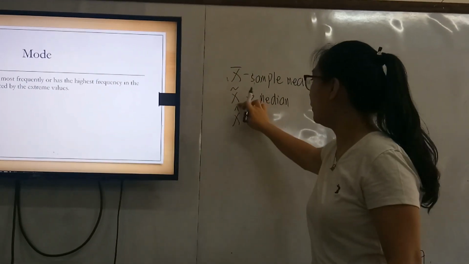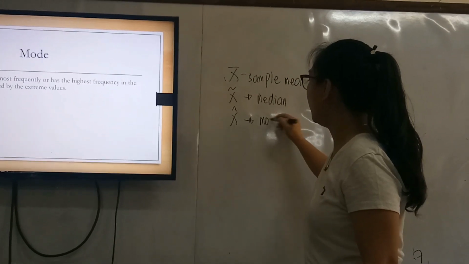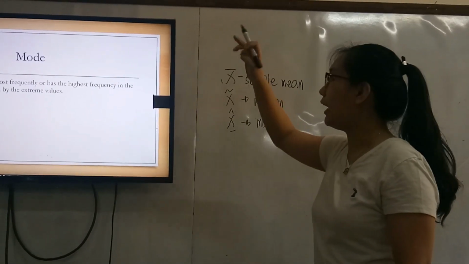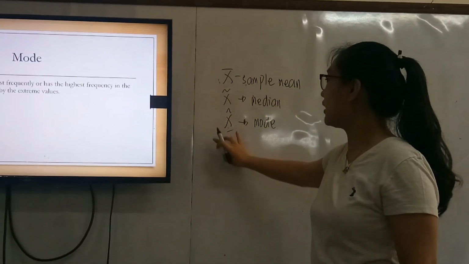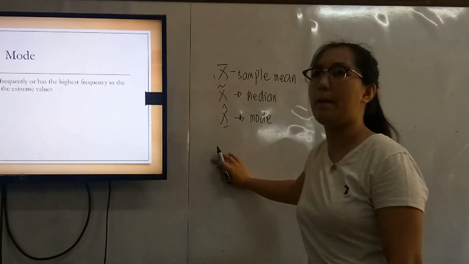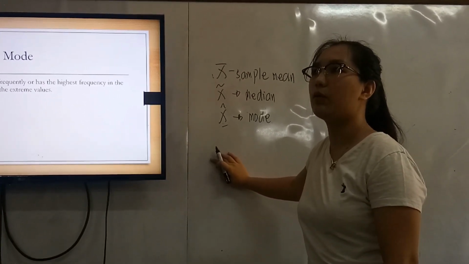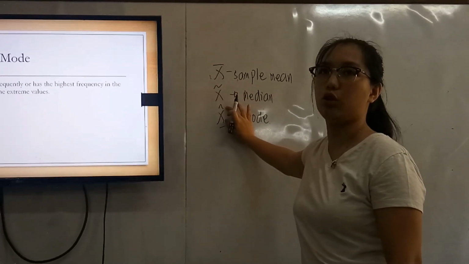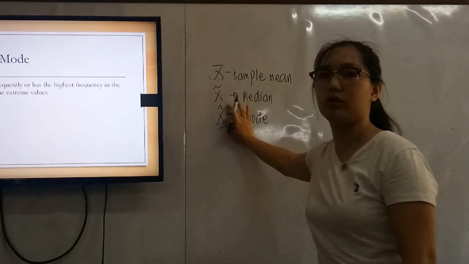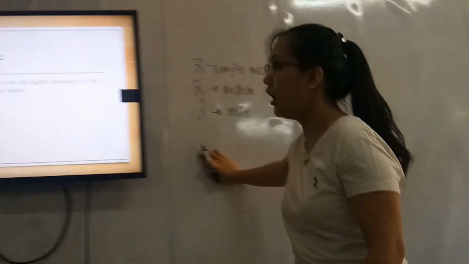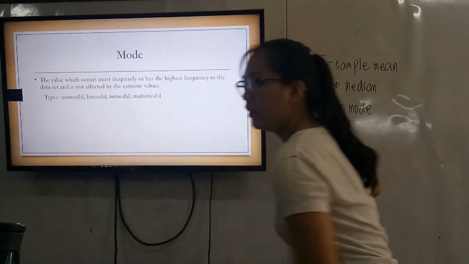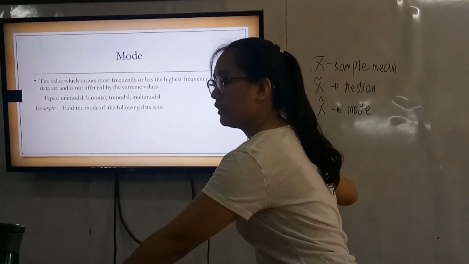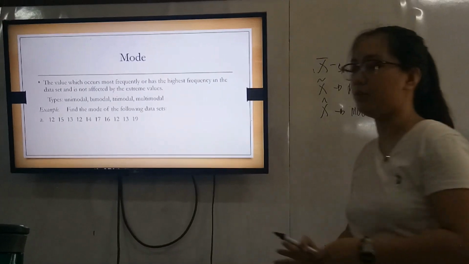For sample mode, it is represented by this symbol, some inverted V. Of course, it's the sample mode. The median has a tilde on top. This one is like, if you can still recall the table before on the logical operations, your conjunction, or the AND of the equation. So for mode, that's it. I'll discuss the types later as we go on with the examples. Let's do the examples first.